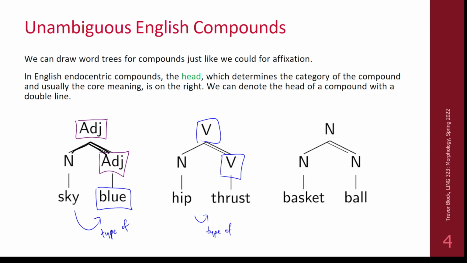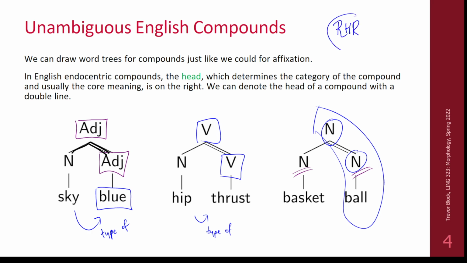And with basketball, it's a type of ball as well, and it stays a noun. Here we have to use meaning to determine it, because both sides are nouns, so it's not clear based on category which side is the head. Now, not all compounds have heads, but these compounds where it's a type of ball, a type of thrust, will have heads, and this is how it's determined. In English, there's a standard rule that we abide by. It's called the right head rule, RHR. This says that the heads in English compounds are on the right side.